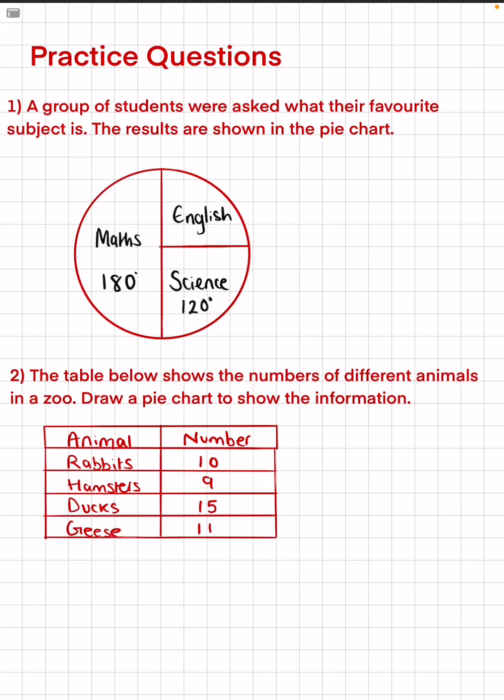Here are some practice questions for you to try. Press pause and have a go at them, and when you're ready for the answers, press play.